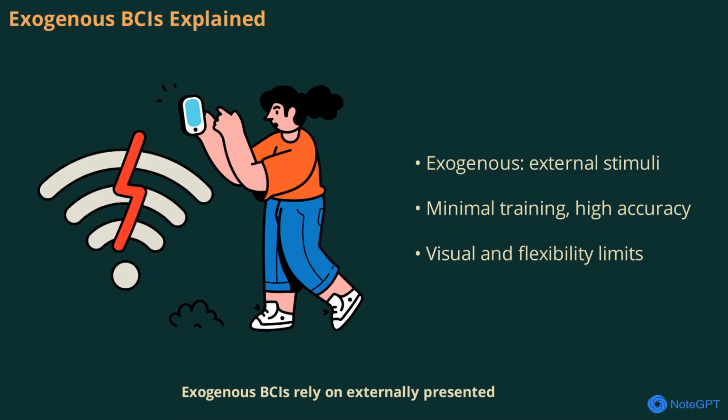Exogenous BCIs rely on externally presented stimuli to elicit predictable brain responses. A common example is visually evoked potentials, where letters or symbols flash on a screen and the user focuses on their target. The brain's response identifies the intended choice. Exogenous BCIs require minimal training and offer high accuracy, but they are visually demanding and require intact vision and attention. Their flexibility is also limited by the need for external cues.